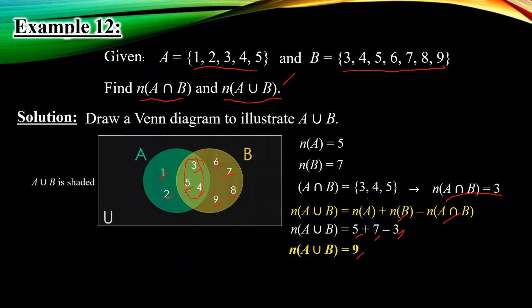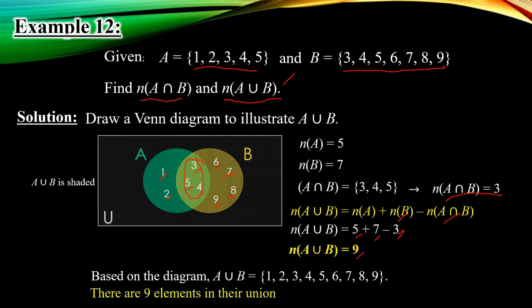And we can also base our answer on the diagram. Since A union B here contains 1, 2, 3, 4, 5, 6, 7, 8, and 9, therefore, there are 9 elements in their union.